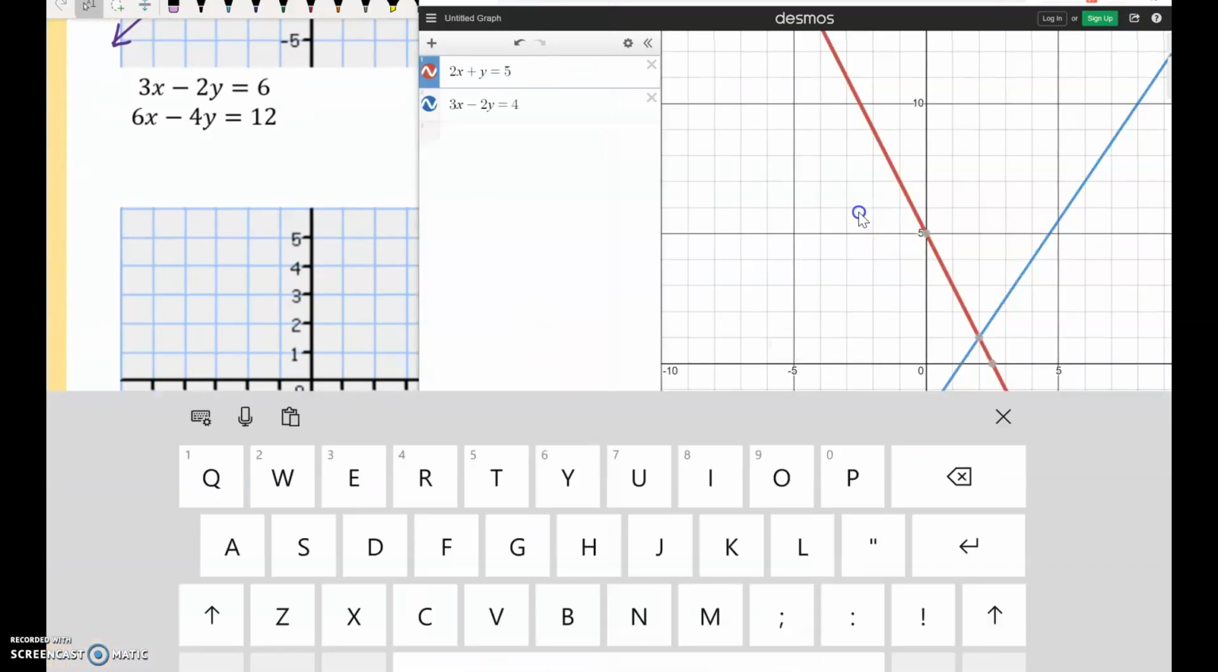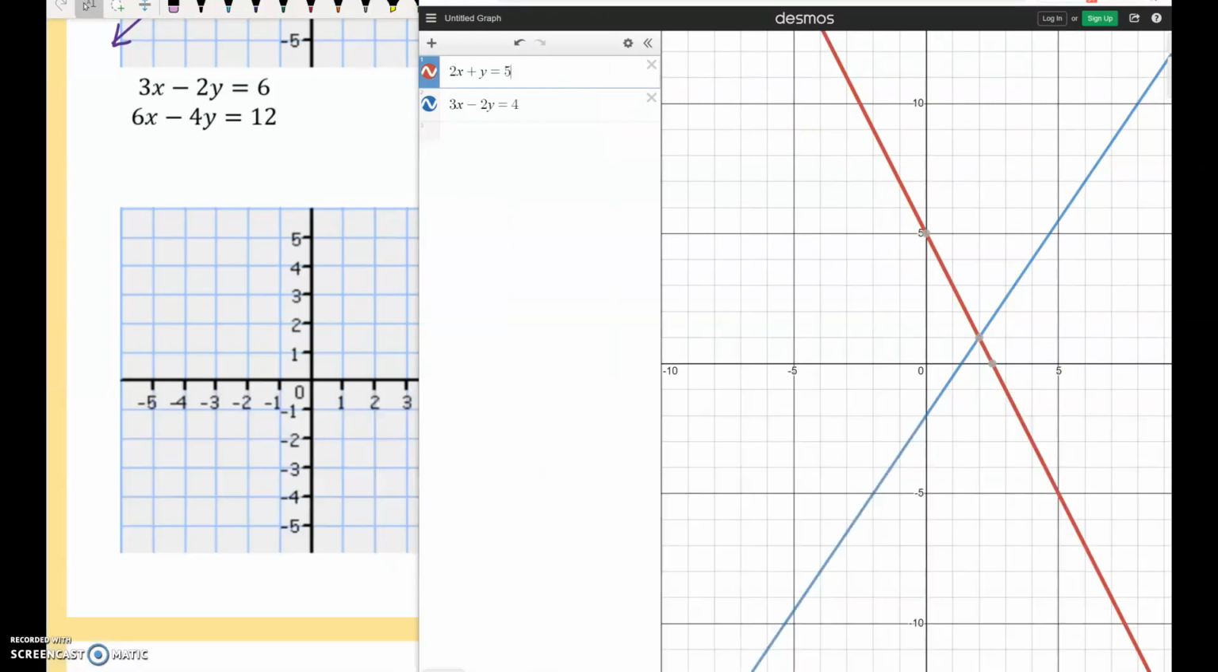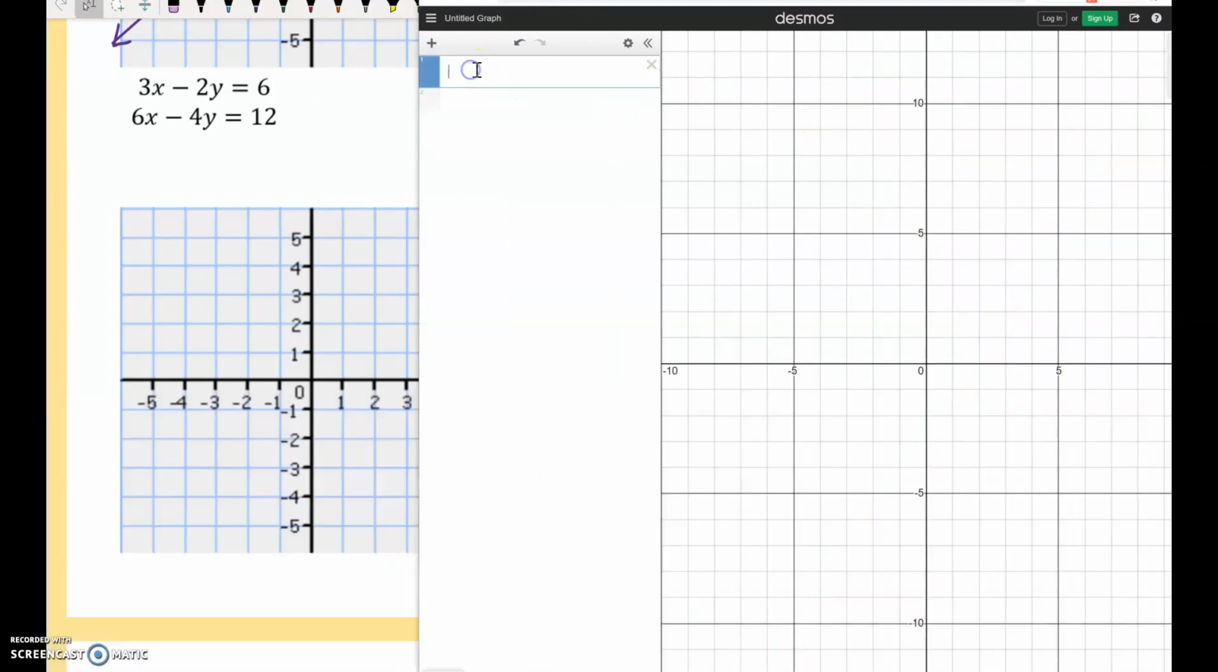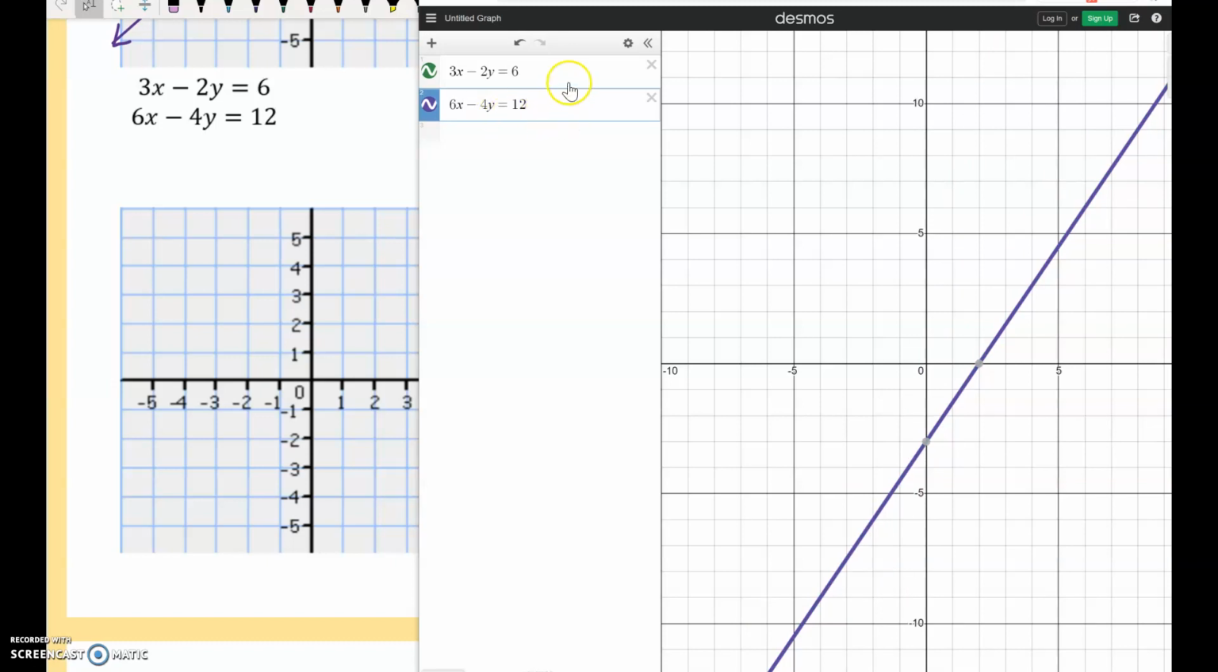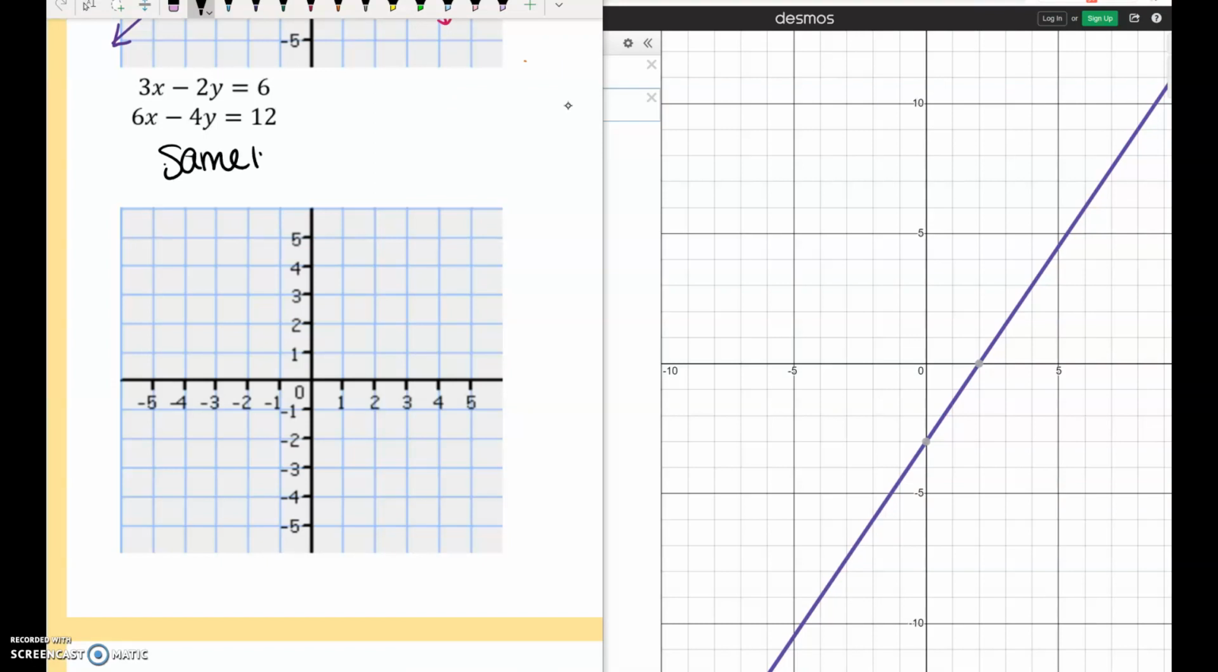So I'm just going to, and you can X these out. There's a whole bunch of features in here. So I'm going to X these out and do new ones. 3x minus 2y equals 6. So there's my green line that I just made. My next one, 6x minus 4y equals 12. What just happened? My line was green, now it's purple. Green line, purple line. They're the same line. And the same line means that there are many solutions.